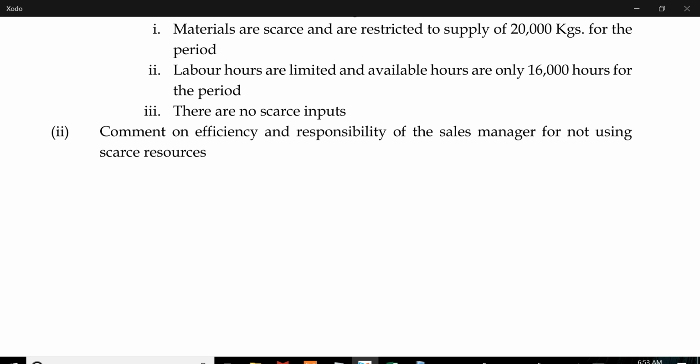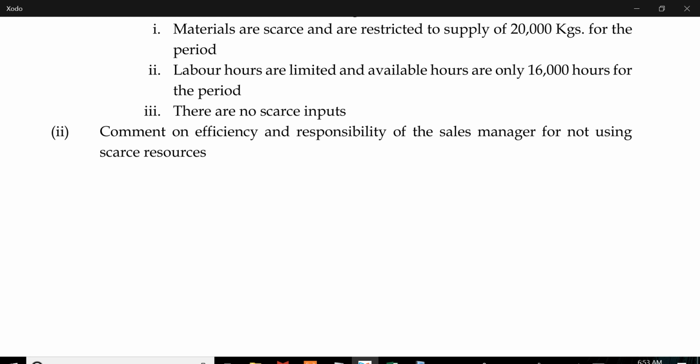We will have to comment saying that in scenario 1 material got wasted, the inefficiency of material usage would lie on the production manager. The sales manager cannot be held responsible for the same. Hence the sales margin volume variance was considered 0.